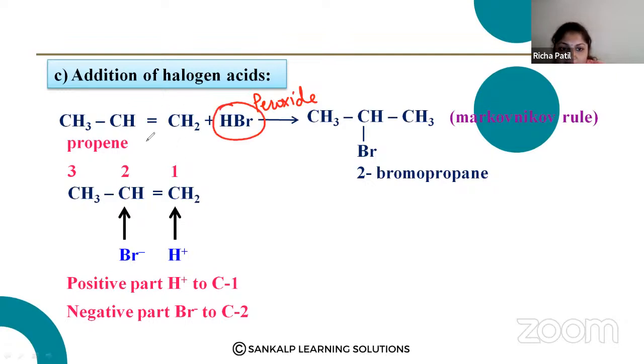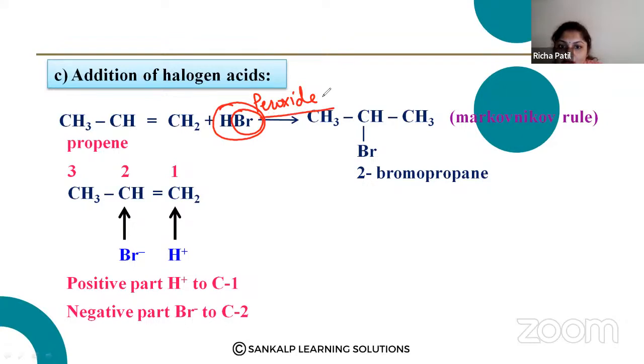So whenever there is an unsymmetrical alkene, across this double bond, the negative part of the halogen acid is added to the carbon having the least number of hydrogen atoms. Remember, that is Markovnikov's rule.